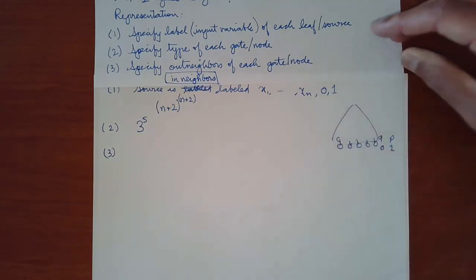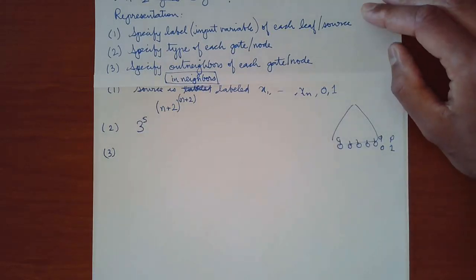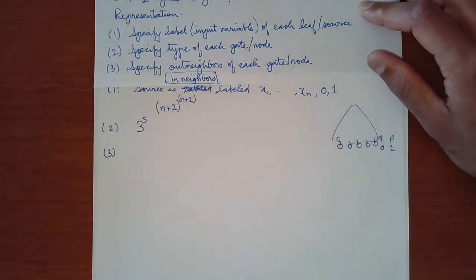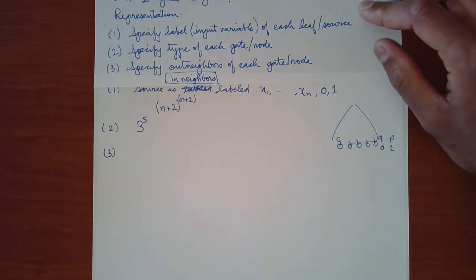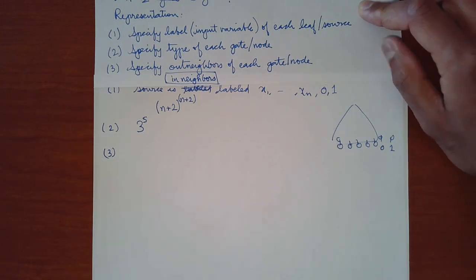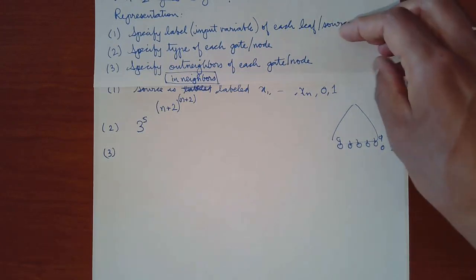How many choices for the in neighbors? Does that make sense? So each gate has at most 2 in neighbors. For each in neighbor, how many choices are there? Like n or s rather? S. There are s choices.